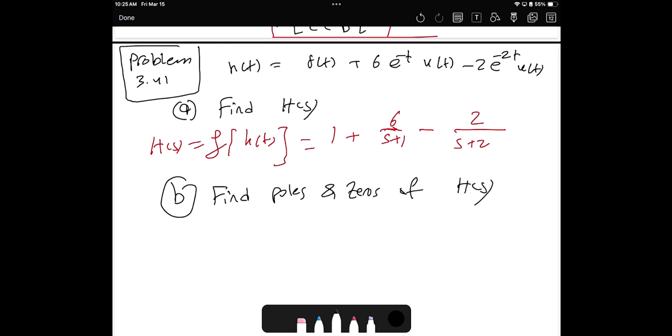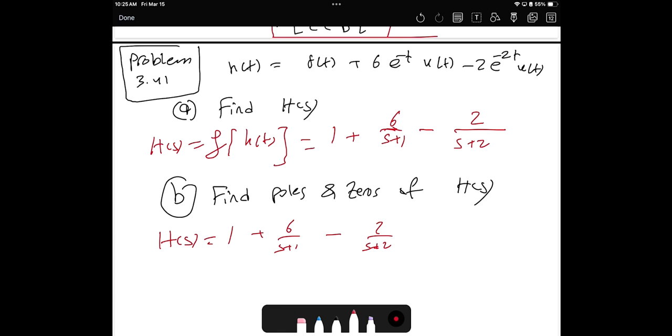We need to find the poles and zeros in H(s). So let's look at H(s) again. H(s) is 1 plus 6 over s plus 1 minus 2 over s plus 2. What are the poles and zeros? Do you think the poles are -1 and -2 as we see here, or what do you think? Actually, with this form, we cannot tell.